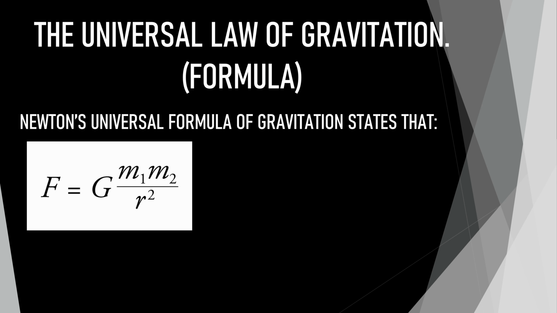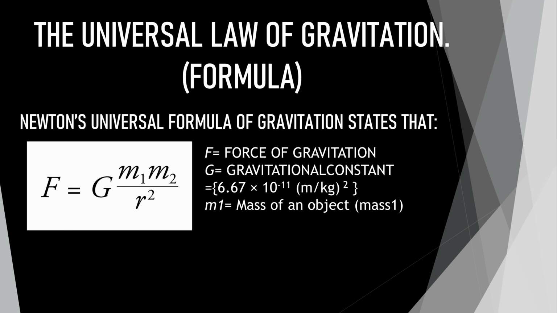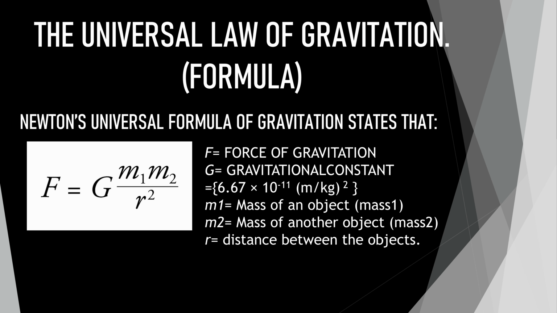Now we are going to talk about the universal law of gravitation's formula. This formula states that the force of gravitation is equal to the gravitational constant times m1 times m2 divided by r squared. F is the force of gravitation, G is the gravitational constant, m1 is the mass of an object, m2 is the mass of another object, and r is the distance between the two objects.